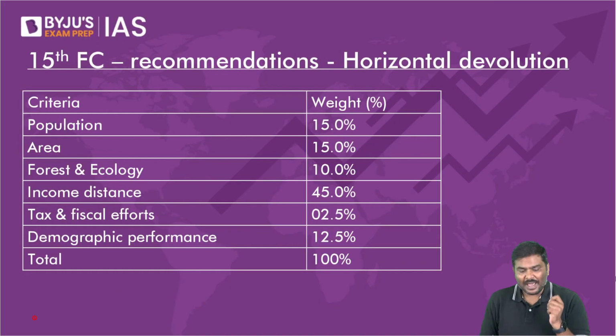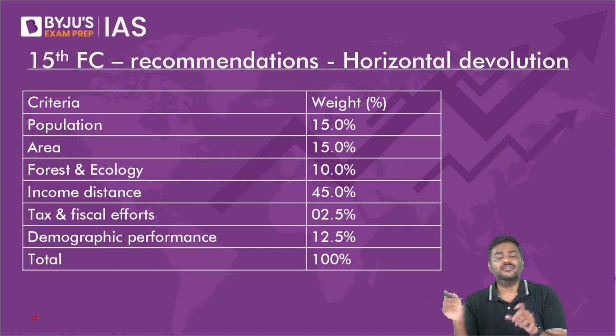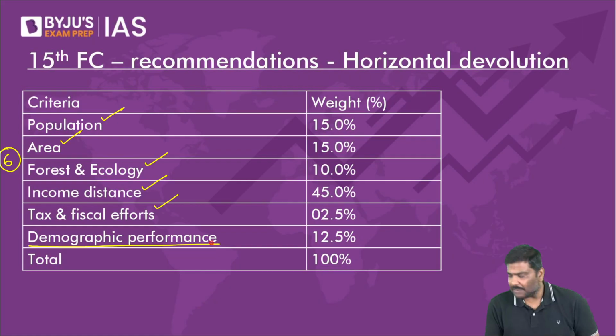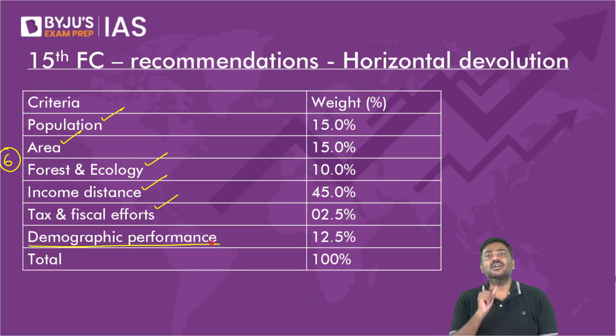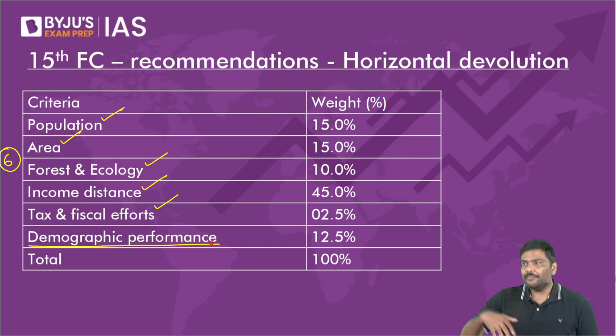How many parameters were considered by the 15th FC to provide the horizontal devolution formula? 6 parameters were considered. One is population, second is area, third is forest and ecology, fourth is income distance, fifth is tax and fiscal efforts, and the sixth is demographic performance. Demographic performance, by heart them. Do not waste your time, simply by heart them. And what I would recommend is by heart them in descending order of their weightage.